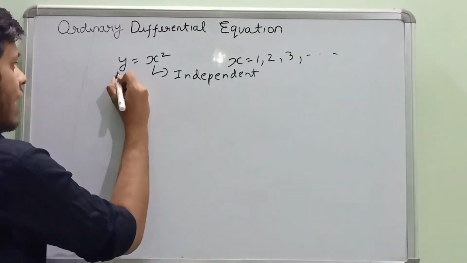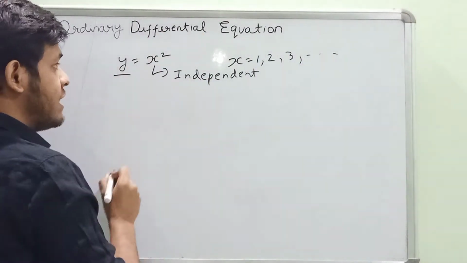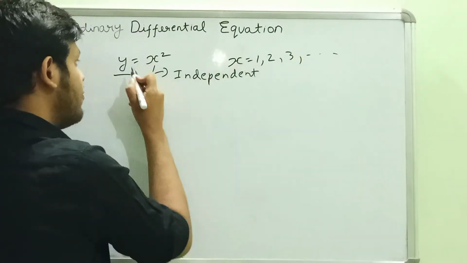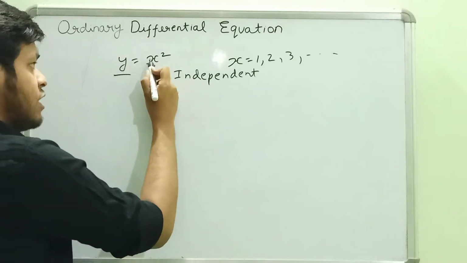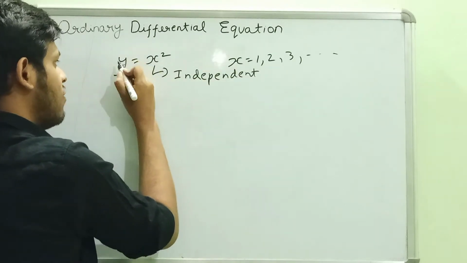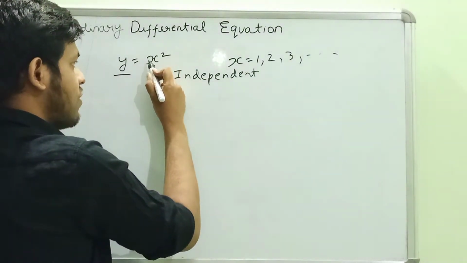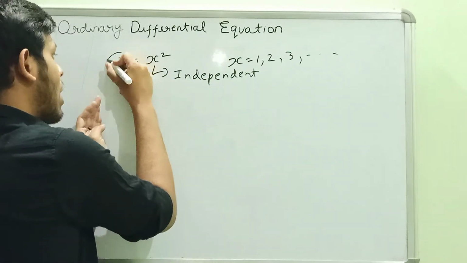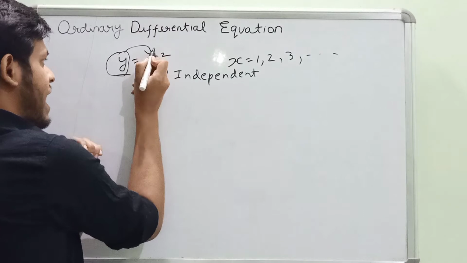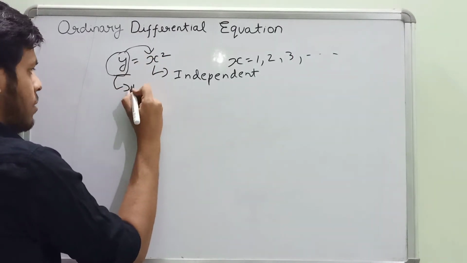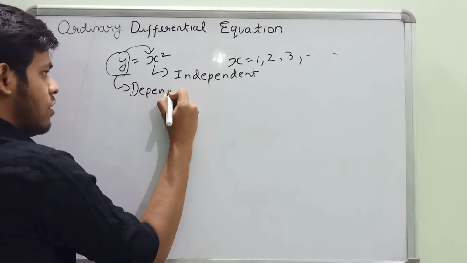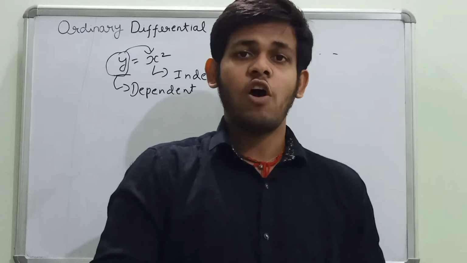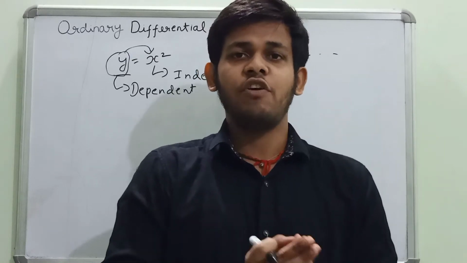But what happens to y? y is depending on this x square. It means as soon as the value of x changes, the value of y will change. Since the x value is 1, the y value will be 1. When the x value is 2, the value of y goes to 4. So y is solely dependent on which variable? This x. So y will be our dependent variable.